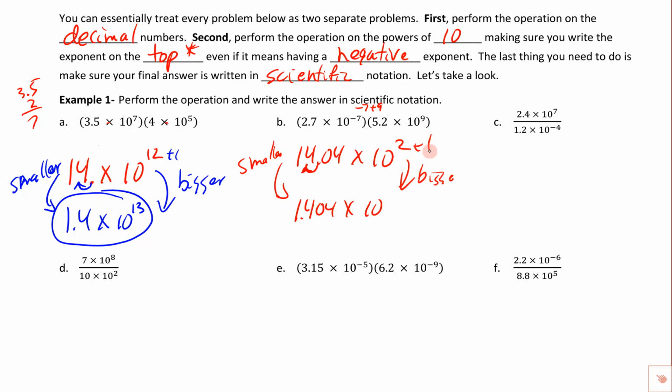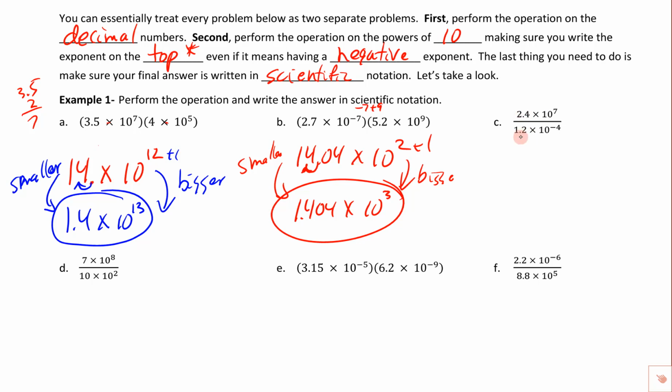So if we make it bigger by 1, by the number of decimal places that we moved, we're going to add 1, so we're going to get to the third, and we're all set there. Okay? Next one. Let's take a look here. We've got a division problem. So let's see what we've got.